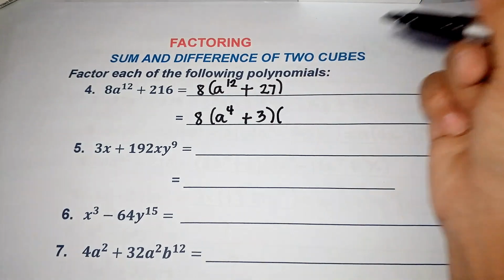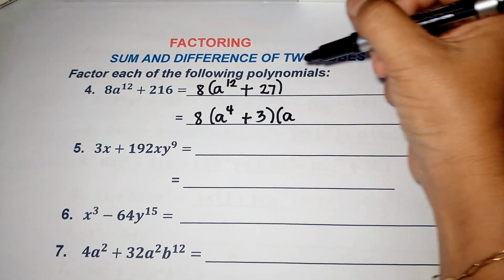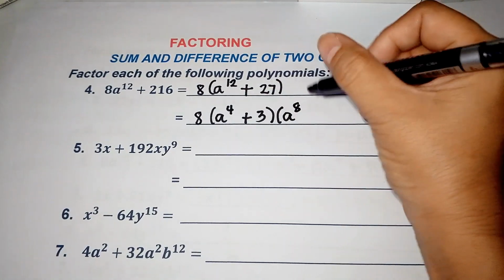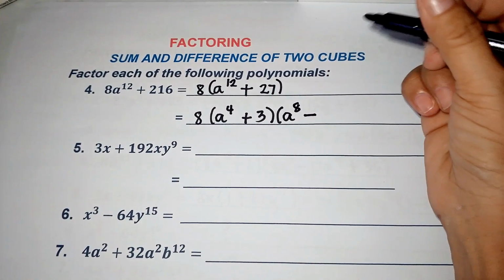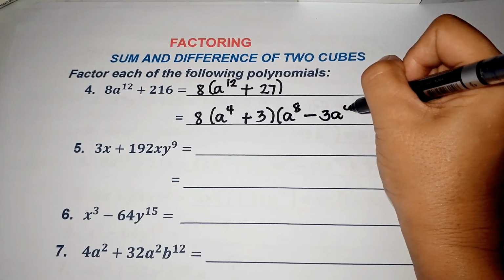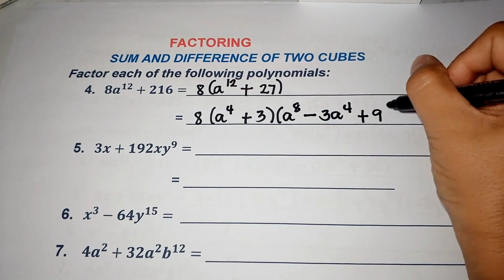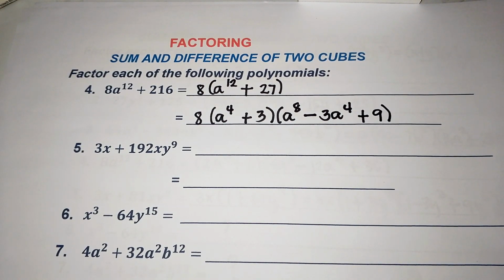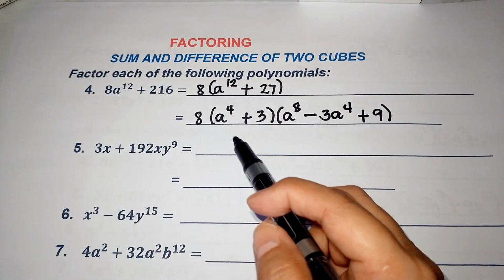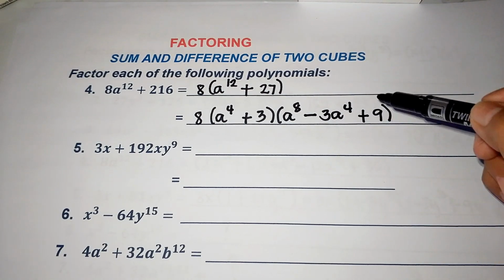So that's the binomial. For the trinomial, we square a to the 4th. So a, when we square a to the 4th, 4 times 2 is 8. A raised to 8. And then plus this one, subtraction. Let's multiply the 2. A to the 4th times 3. 3a to the 4th. And then plus 3 squared is 9. So the factorization of 8a raised to the 12th plus 216 is 8 times quantity a to the 4th plus 3 times quantity a to the 8th minus 3a to the 4th plus 9.